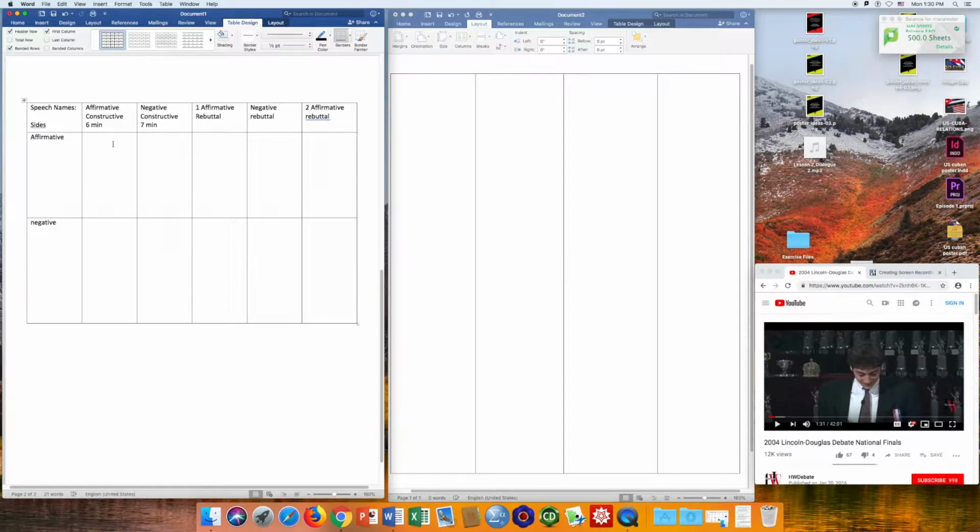So the very first speech is the affirmative constructive, which is 6 minutes, and it's constructive because they're constructing their case. So in that 6 minutes, all the affirmative has to do is present their case. That's it. Then they sit down and there's cross-examination for 3 minutes when they defend their case against questions. So that is it. There is no debate against the negative here because they are only presenting their case.